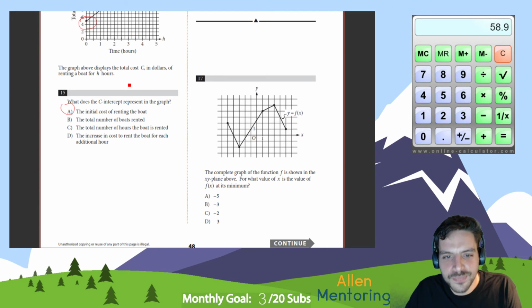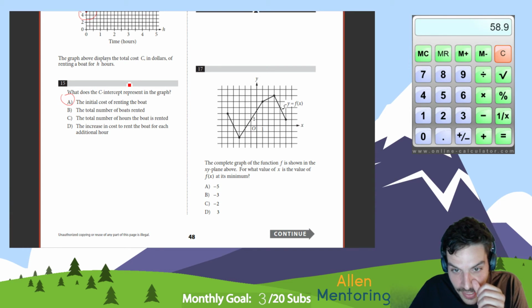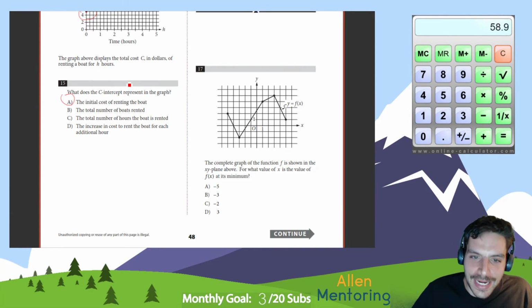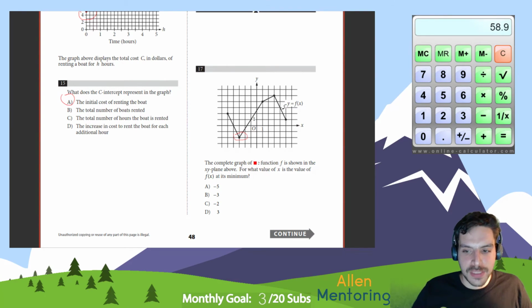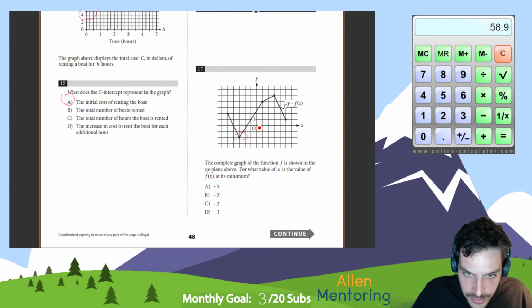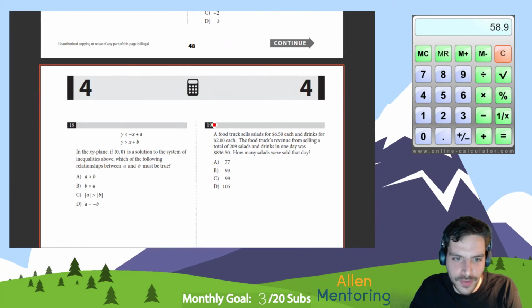17. The complete graph of the function f is shown on the xy plane above. For what value of x is the value of f(x) at its minimum? So if this entire line is f(x), where is it at its minimum? Well, we see down here, it's at its lowest point, its minimum. And they're asking, what's the value of x at this point? Well, if x is 0 here, then -1, -2, -3. x is -3 at that minimum. Actually a pretty easy problem for number 17. Maybe it'll get more difficult as we go along here.